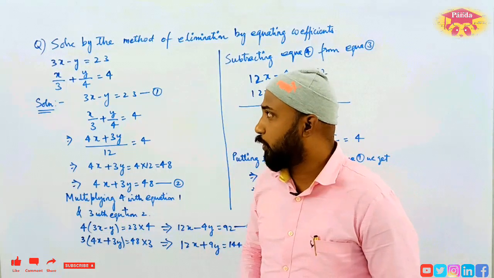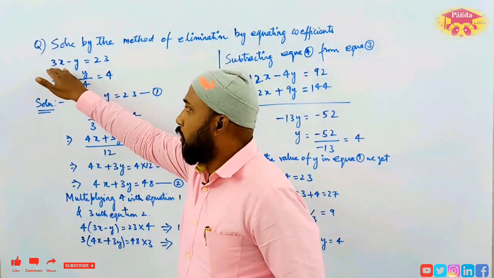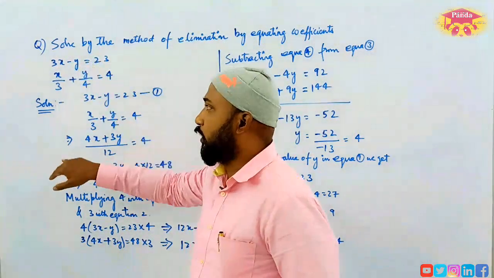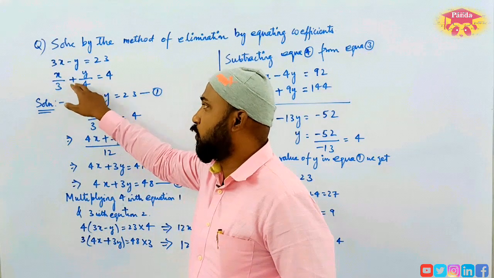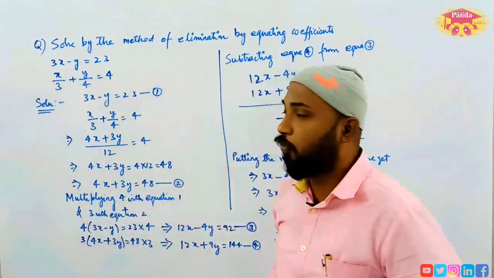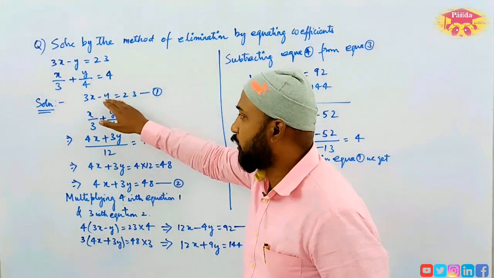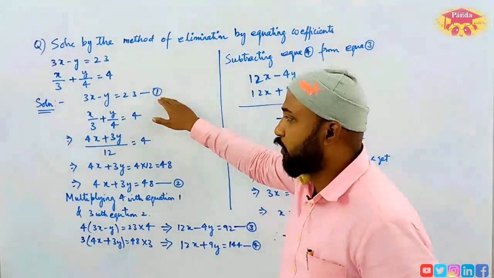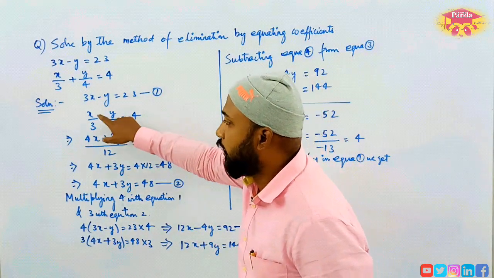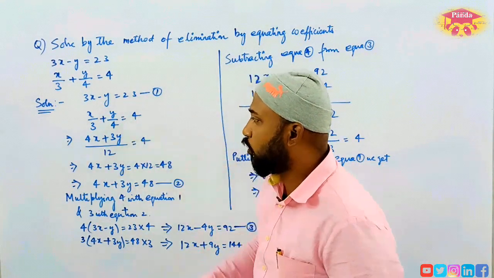So here we have two equations. One is 3x minus y is equal to 23. The other one is x by 3 plus y by 4 equals 4. We will write 3x minus y is equal to 23 as equation 1, and the other one, x by 3 plus y by 4 is equal to 4.